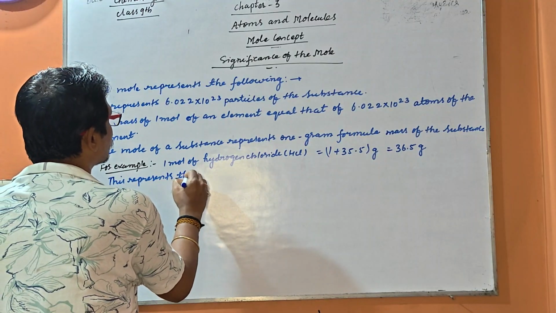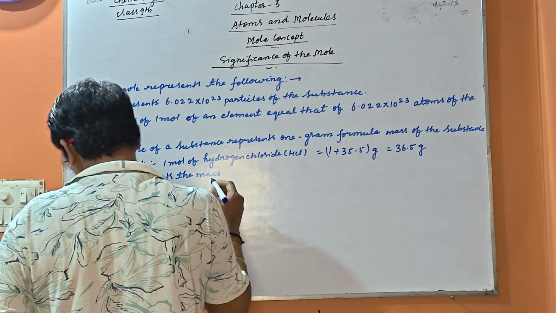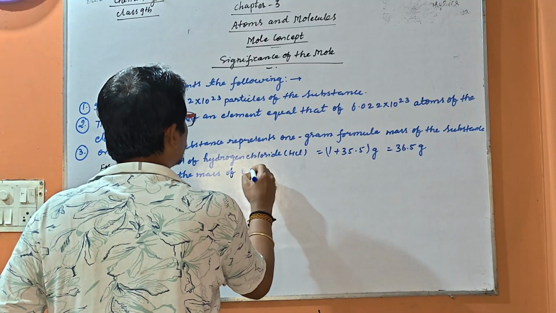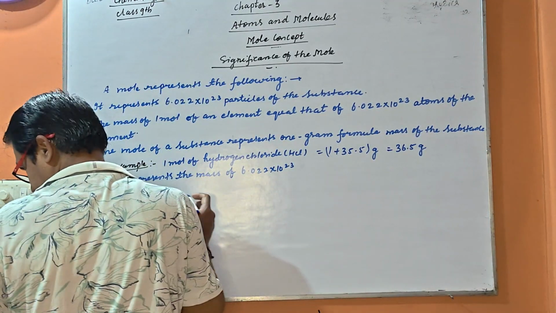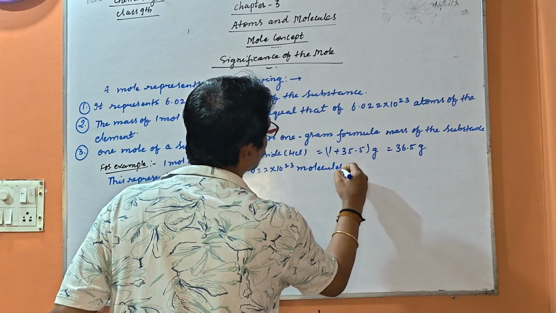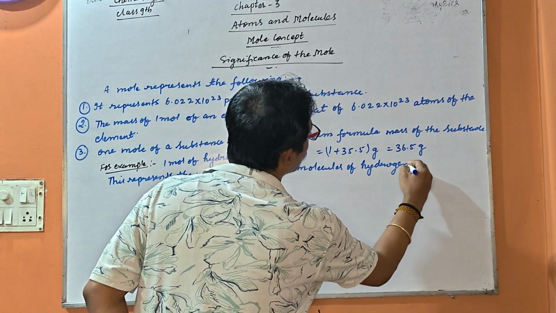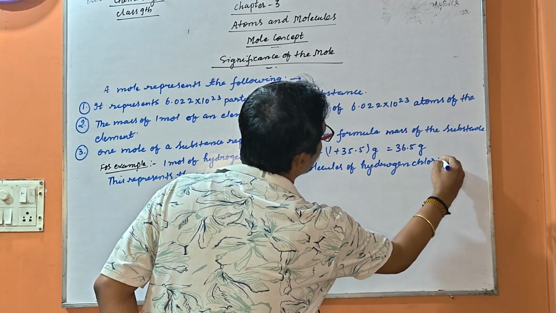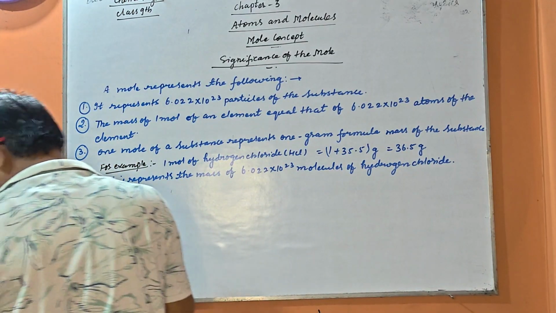This represents the mass of 6.022 into 10 to the power 23 molecules of hydrogen chloride, that is HCl. Next topic, the last one, that is the fourth of the list.